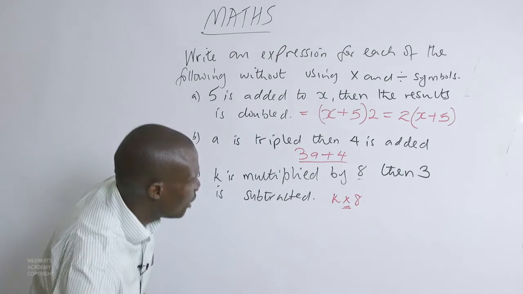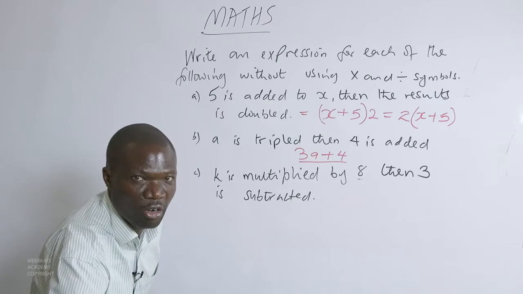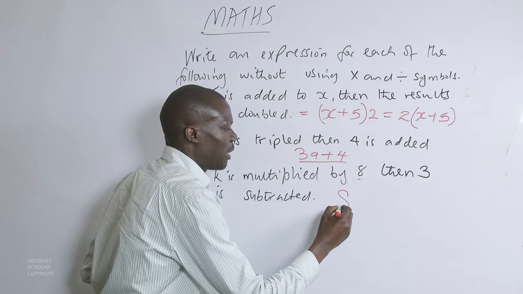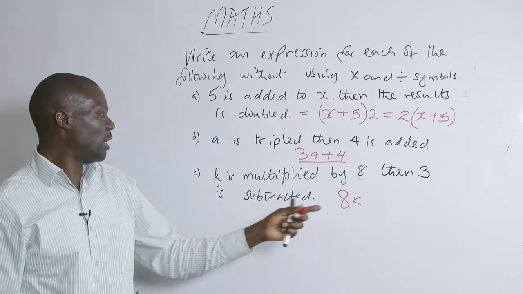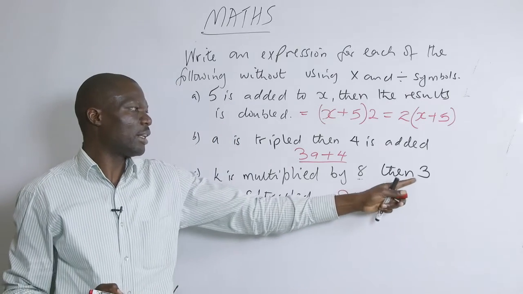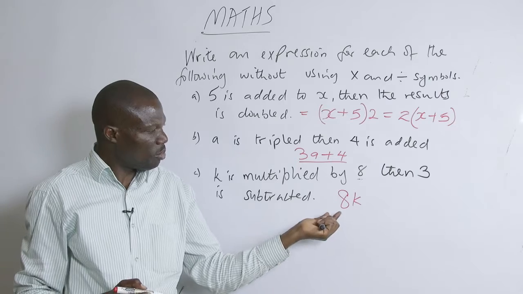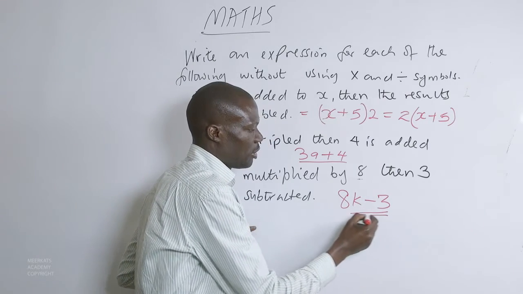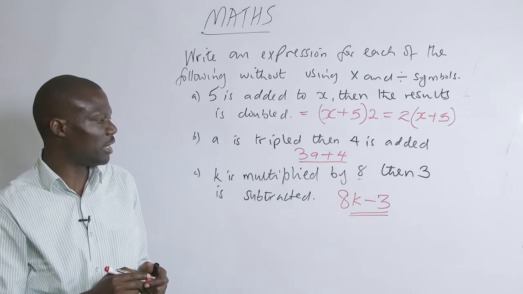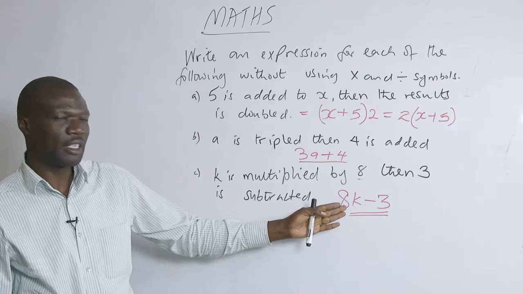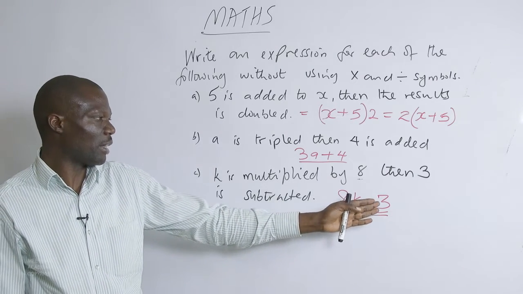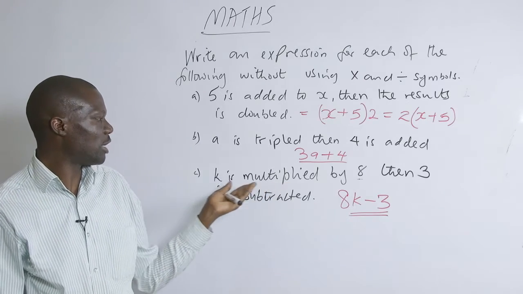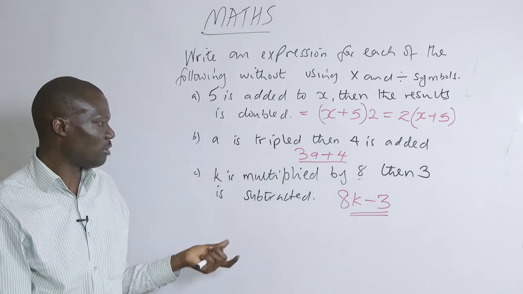So I'll expect you to have the product of K and 8, that is K is multiplied by 8, as 8K. Then we find that 3 is subtracted. So from 8K, we move ahead and subtract 3. So the expression is ready. We have 8K minus 3, or 8K subtract 3, which is the same as the word problem that we have above.